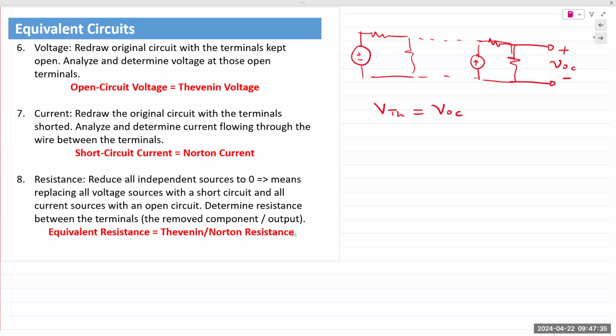Again, this is not something new. You have done the homework on node voltage, you've done the homework on mesh current, and now you have done the homework on superposition also. So you simply analyze by any method you wish, and you find the open circuit voltage at the output terminals. That is your Thevenin voltage.